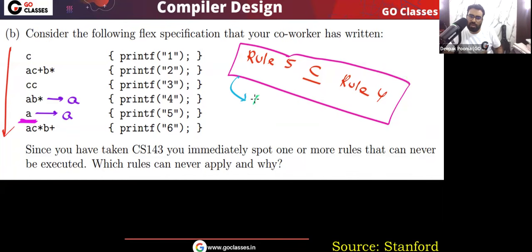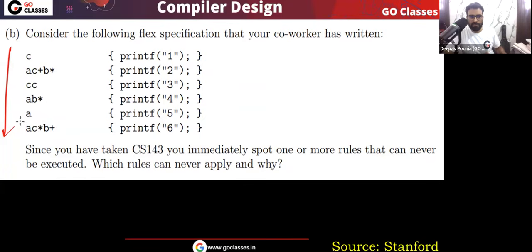So here I can say that rule 5 can be deleted without any tension, without any worry. Rule 5 can be deleted. So let's delete rule 5. From the next slide, let me delete rule 5. Rule 5 is gone now.